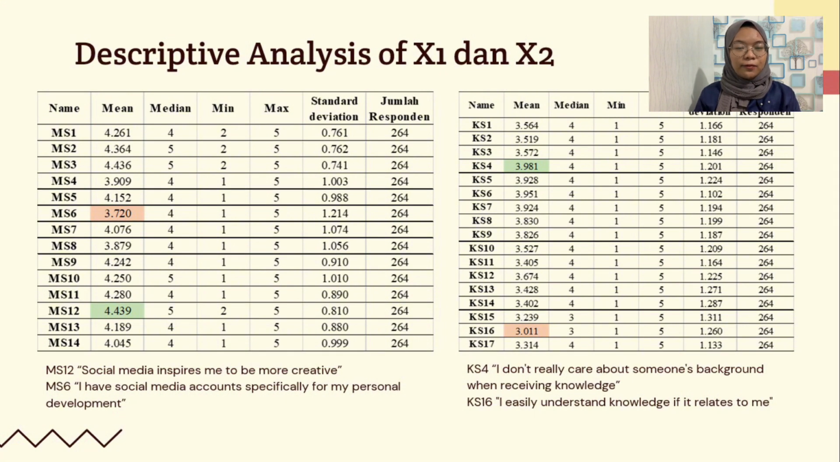Meanwhile, the largest mean value in the X2 table is found in the key S4 instrument, with the statement, "I don't really care about someone's background when receiving knowledge," with a score of 3.981. Then, the smallest mean value is found in the key S16 instrument, with the statement, "I easily understand knowledge when it relates to me," with a score of 3.011.